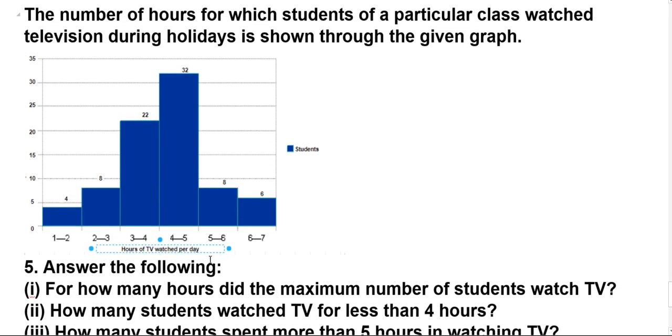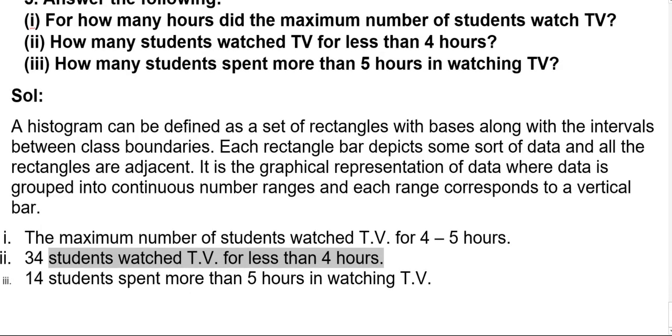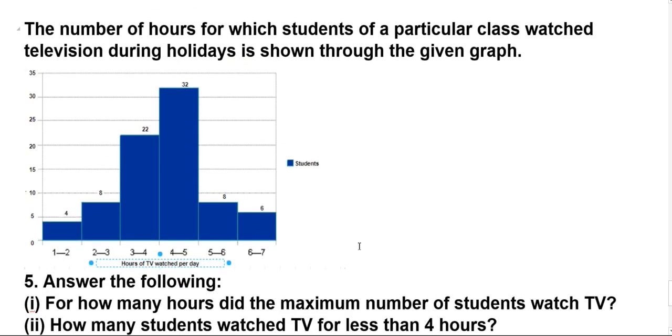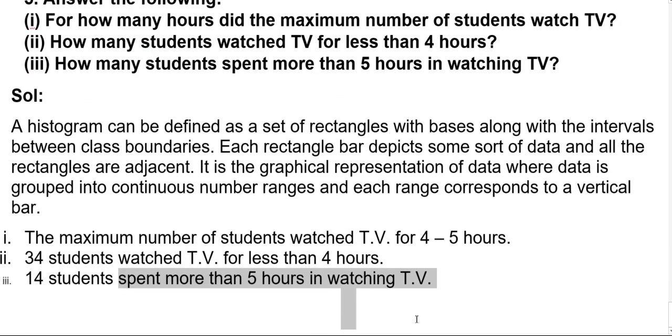That means 3 to 4 means 22, 22 plus 2 to 3 is 8, 22 plus 8, 30. 1 to 2 is 4, so 34. And 14 students spend more than 5 hours in watching TV. More than 5 means 5 to 6 is 8 and 6 to 7 is 6, 8 plus 6, 14. So this is the solution for exercise 5.1.